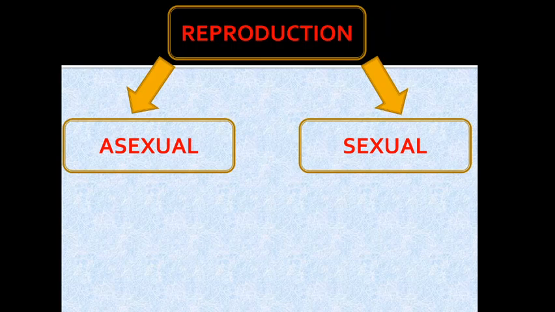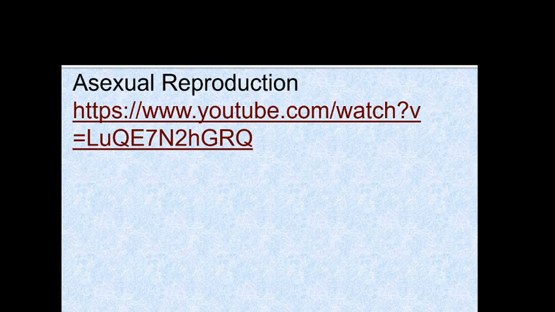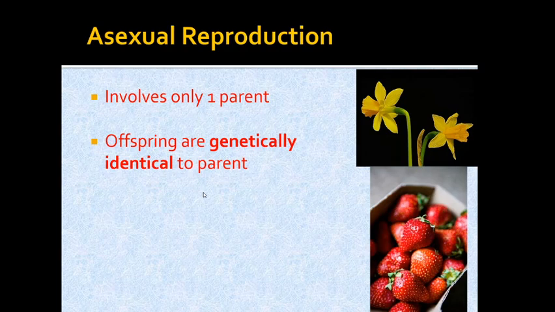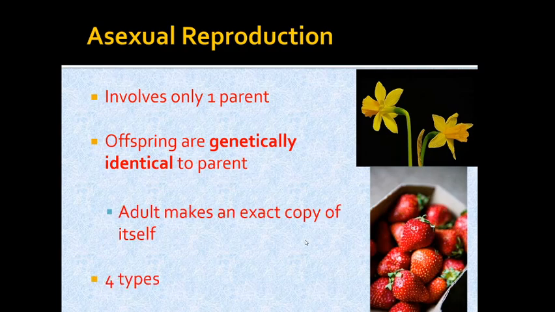So you have two types of reproduction: asexual and sexual. Asexual, from the word itself, the letter A means not or un. So this is not sexual reproduction. Since there's no sex here, you only need one parent to do that. Offspring are genetically identical to the parent. So that's pretty self-explanatory. The adult makes an exact copy of itself.